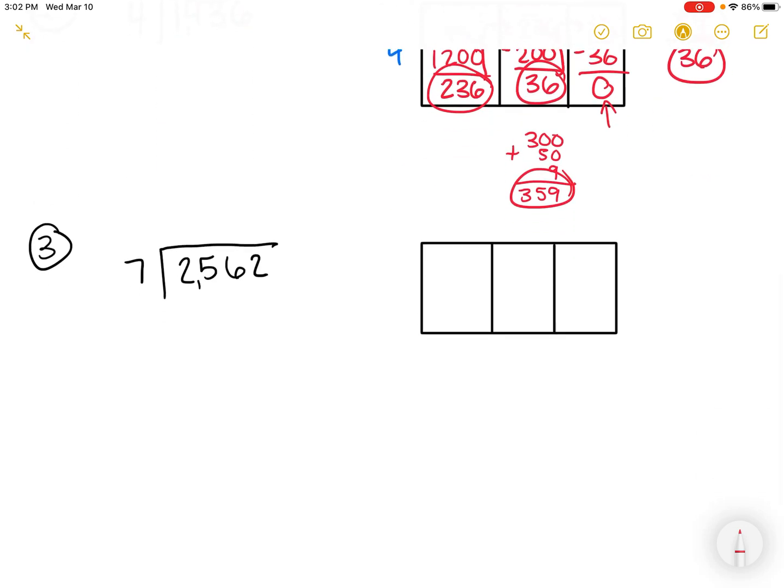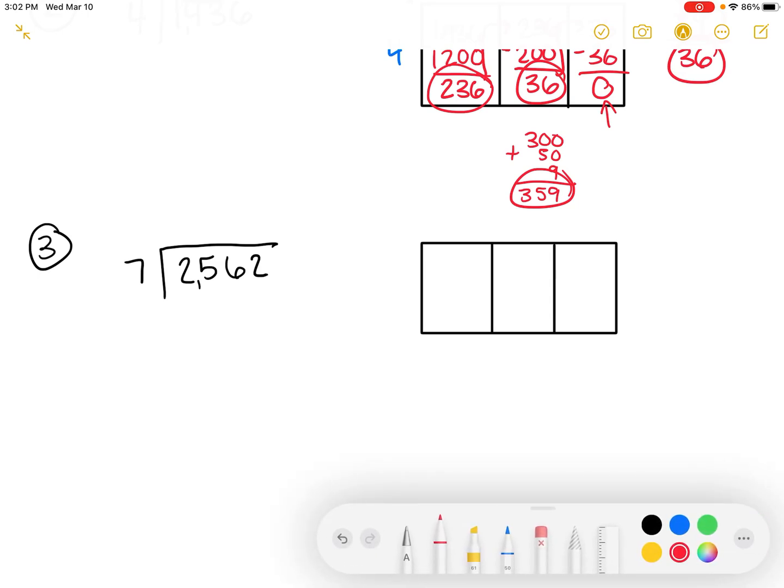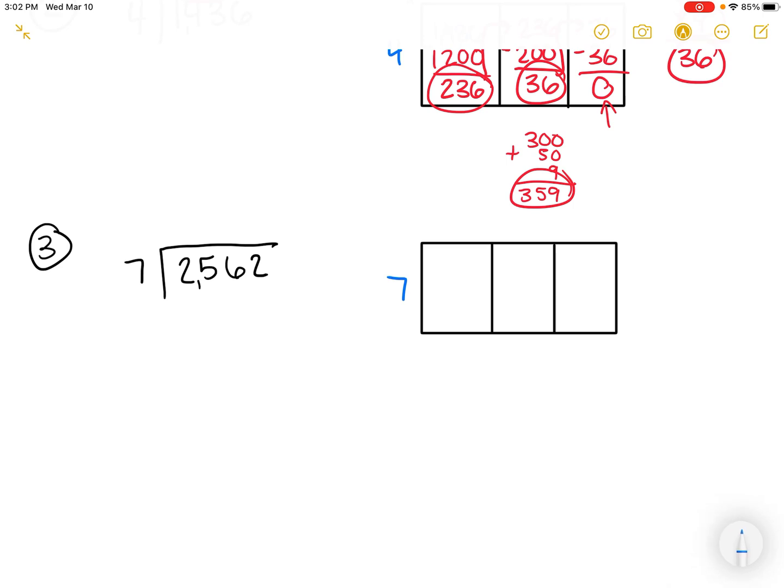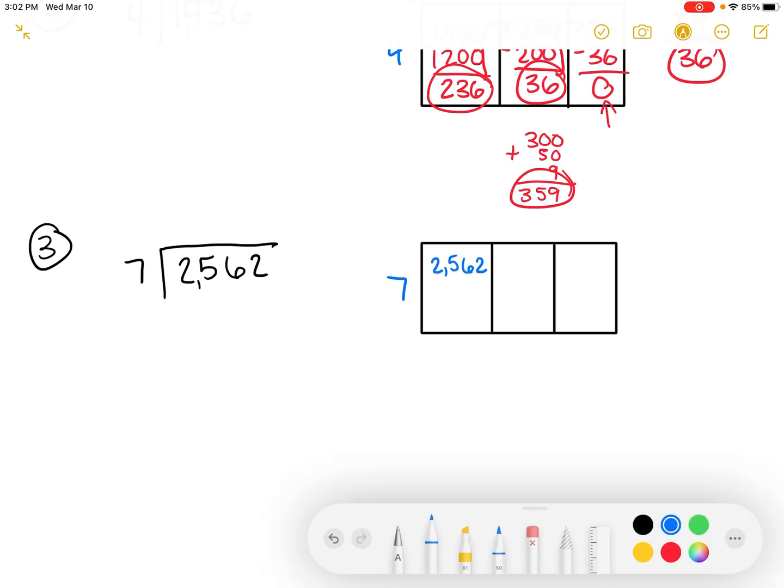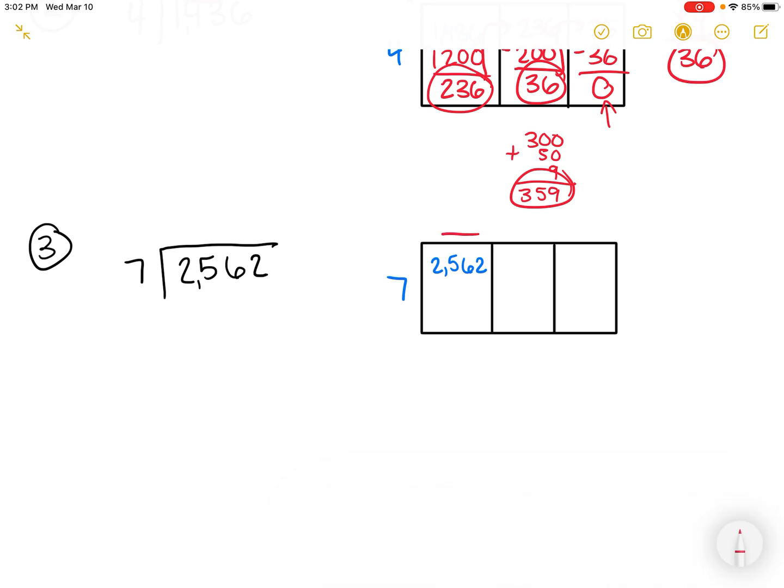Let's try one more problem. Here we have 2,562 divided by 7. So let's first set up our problem with our box. So 7 on the outside, 2,562 on the inside. And now let's think to ourselves, how many hundredths can I multiply by 7 to get close to 2,562? So we can try 100, 200, 300, 400, 500. I'm going to try 400.